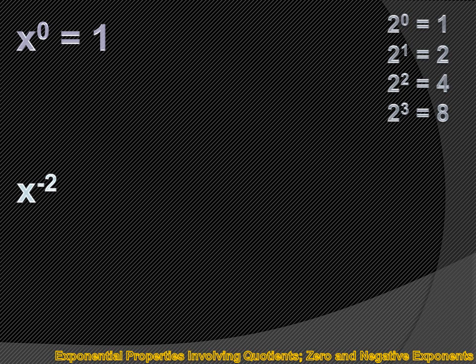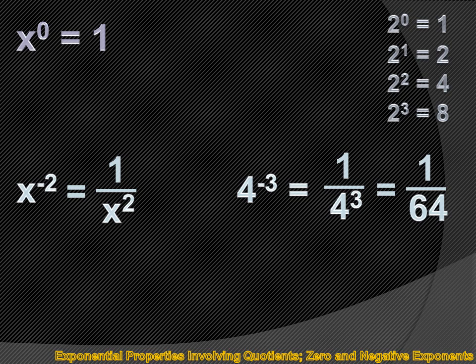Well, how about a number taken to a negative power? X to the minus 2. What's that equal? Well, this is real easy. All that negative exponent means is that I want to take the reciprocal of the variable. X to the minus 2 equals 1 over x squared. That negative sign just means I want to make this a fraction. For instance, if I had 4 to the minus 3rd power, that would equal what? That's right, it would equal 1 over 4 to the 3rd, or 1 over 64.